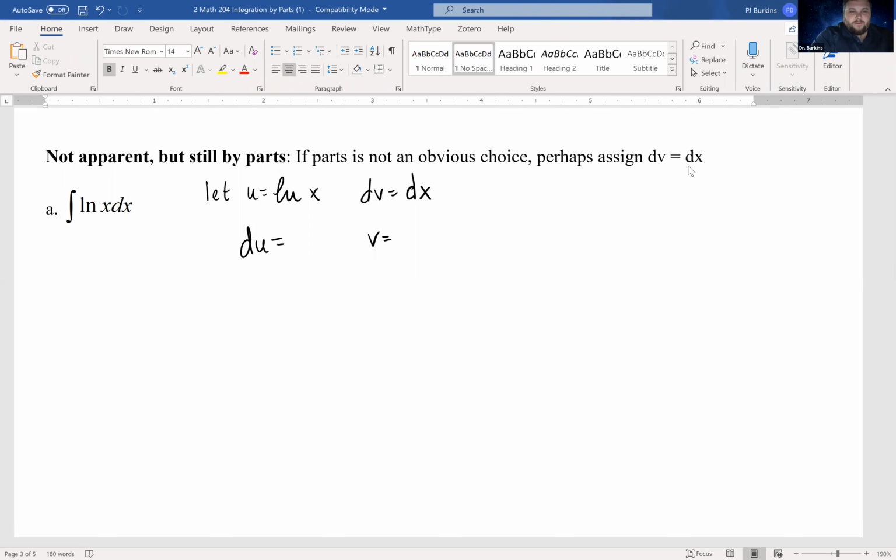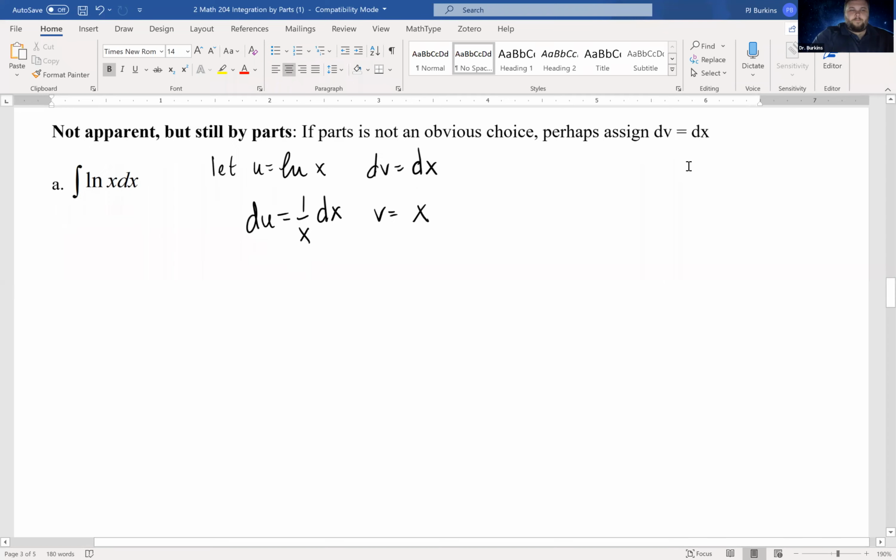du is the derivative of the natural log, which is 1 over x. And of course, we need our dx. And the integral of dv is what gives us back v. Well, the integral of a differential dx is just x. So then if we follow the pattern, we need u times v minus the integral of v du.